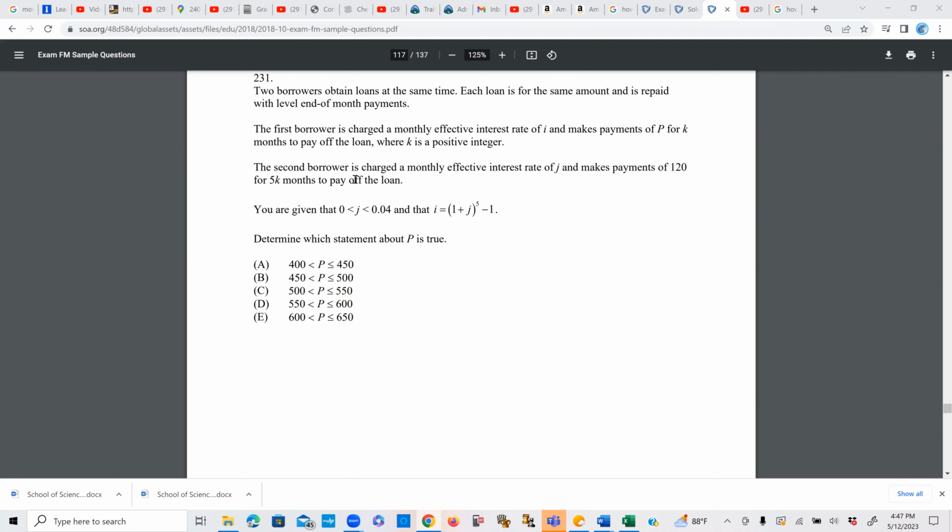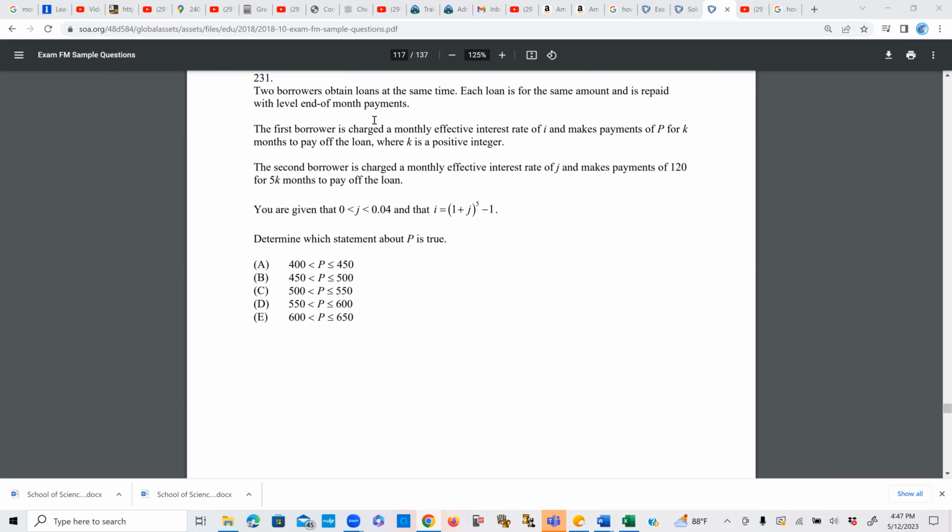The second borrower is charged a monthly effective interest rate of J and makes payments of 120 for 5K months. You are given that J is between 0 and 0.04 and I is equal to (1 plus J) to the 5 minus 1. Determine which of the following statements about P is true.